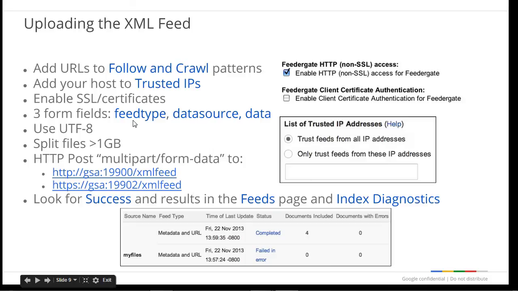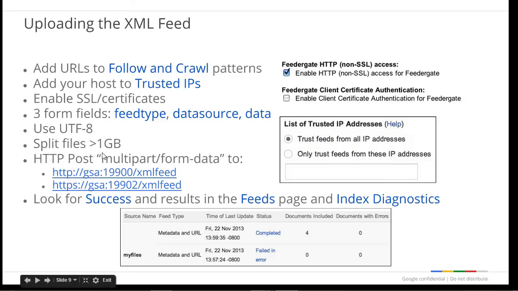Your XML file will need to include the feed type and data source, and those values will also need to be included as form fields, along with the file itself. Your file must be encoded using Unicode text format 8-bit. A single XML feed file cannot exceed 1 GB. You may have to submit multiple content feeds if you have many documents to index.